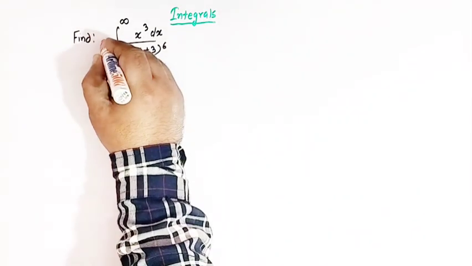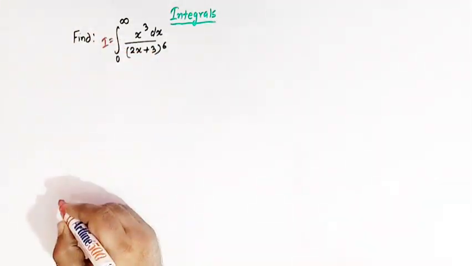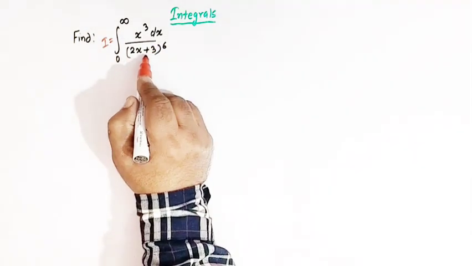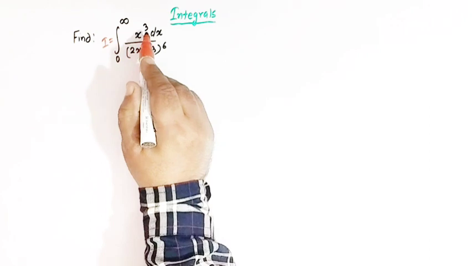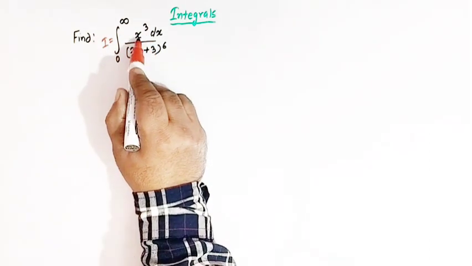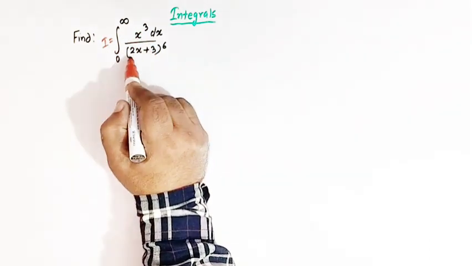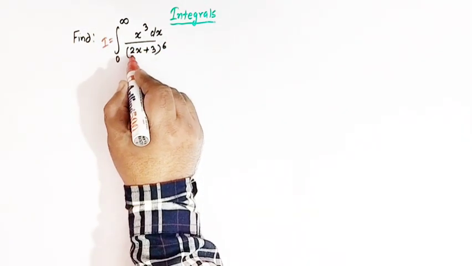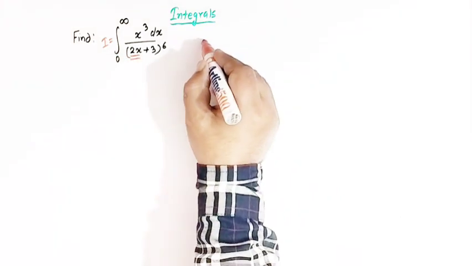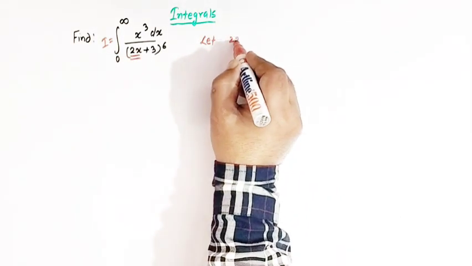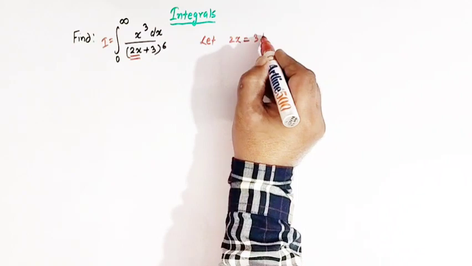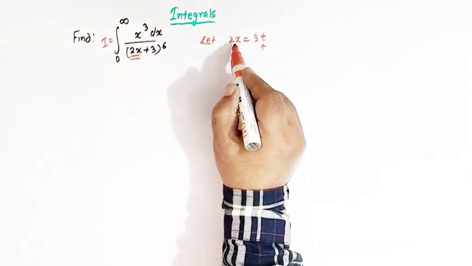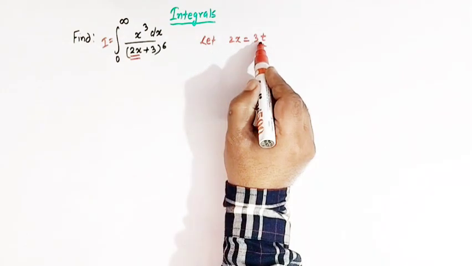So let us first call this integral I. Now see, in the denominator we have (2x plus 3) raised to 6, and the overall integrand is x cube divided by (2x plus 3) raised to 6. So what we will do, we'll take 2x is equal to 3t. So here we are introducing this variable t.